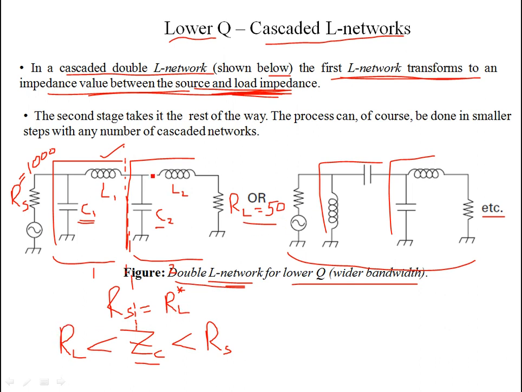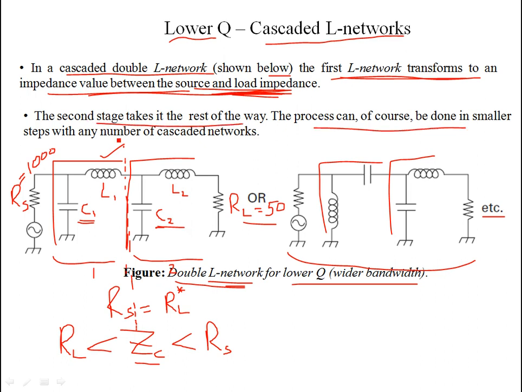So somewhere in between your load and source resistance, given the topology of the configuration of the cascaded L sections. The idea is that your shunt reactive element is in parallel with the higher impedance, so with the series you're going to have a lower impedance, lower than RS in this case, and again higher than the load resistance because this is again shunt. So that's the idea. The second stage takes it the rest of the way.